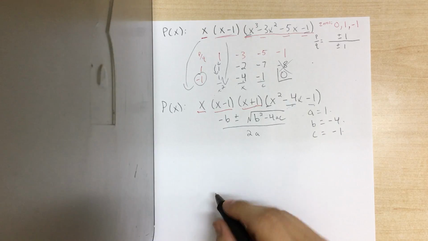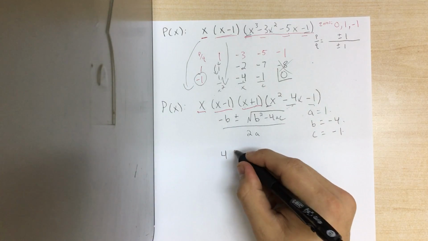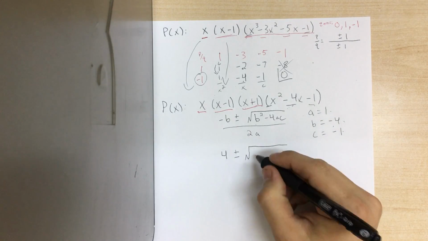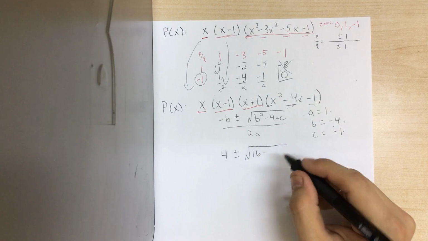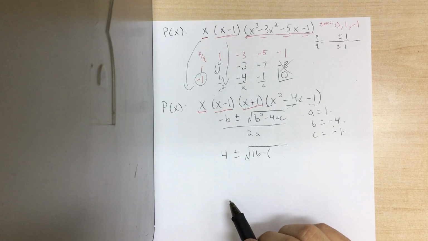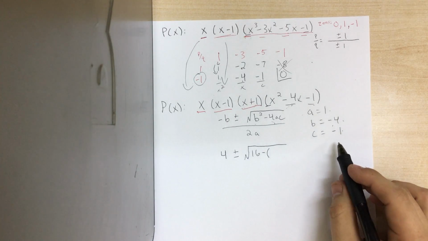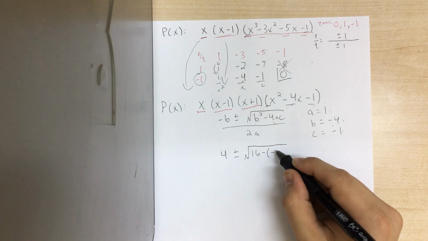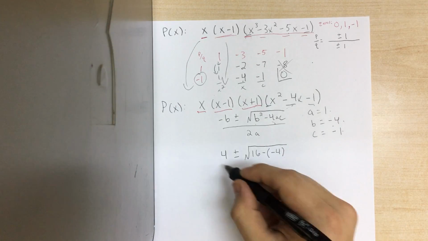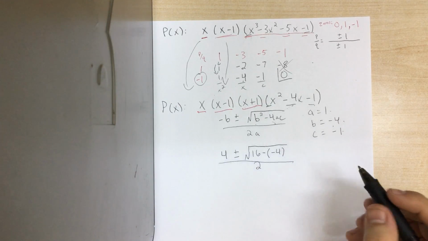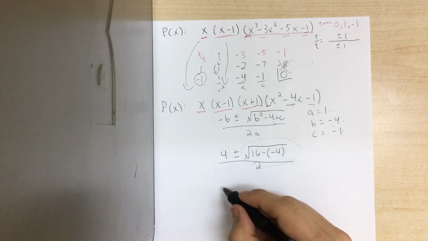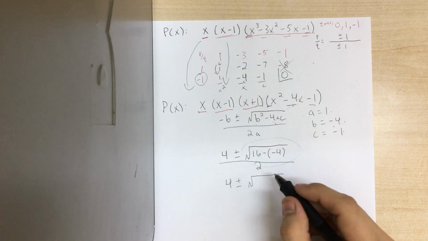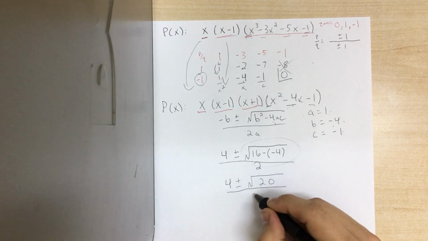-b is -4, so just 4, plus or minus the square root. So b squared, -4 squared is 16, minus 4 times a times c. So 4 times 1 times -1. So that ends up as minus -4. And this is all over 2a, which is 2. So let's simplify what's under this radical. So we have 4 plus or minus the square root of 20 all over 2.